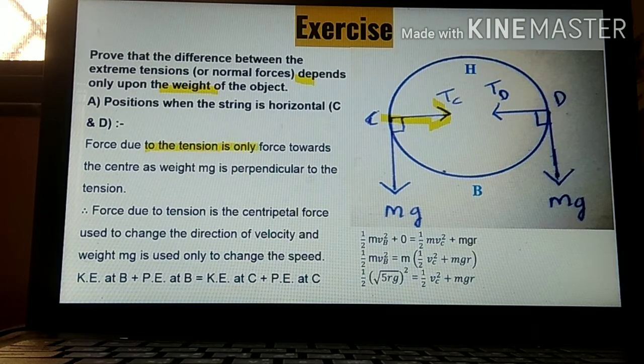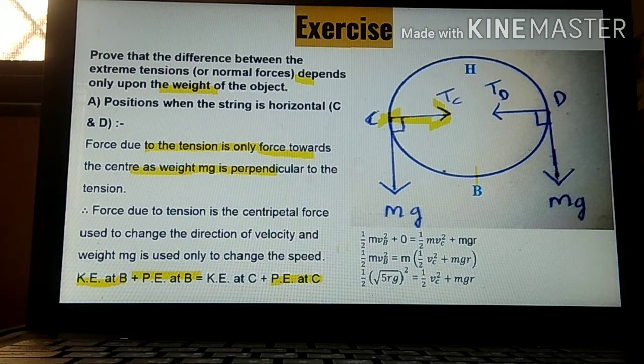So the force due to tension is the only force that depends on the center, as its weight Fg is perpendicular to the tension. So over here we will be assuming 2 points, and we will be proving with the help of the law of conservation of energy. We will be assuming total energy at point B is equal to total energy at point C. Total energy can be divided into kinetic energy plus potential energy. Kinetic energy at point B plus potential energy at point B is equal to kinetic energy at point C plus potential energy at point C.